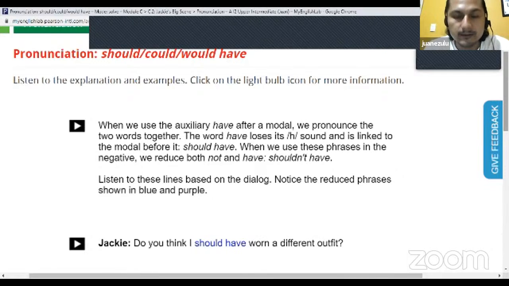Speaking skill, pronunciation, and short ways of saying the modal verb with the auxiliary verb, okay?